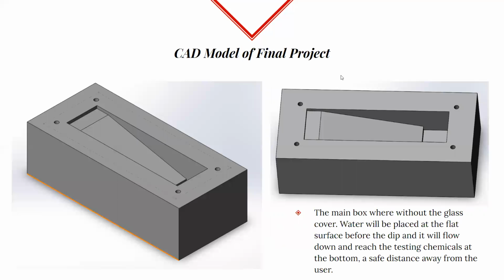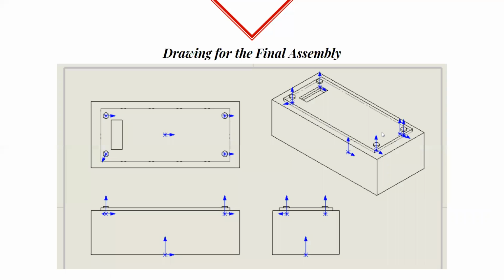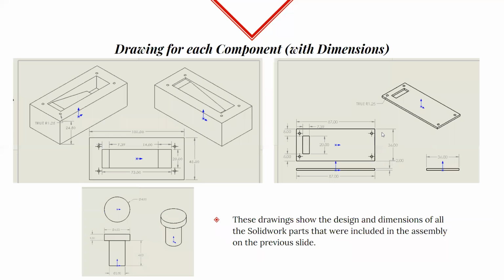This is the CAD design for that device. At the bottom of the ramp is where the paper with the chemicals on it would sit, and it would be all covered by a clear glass screen, so it's safe to use, and you will be able to see the reaction happening after you place the water in the little opening, and it'll go down and react. And these are just the drawings that have the measurements of all the parts that we created.